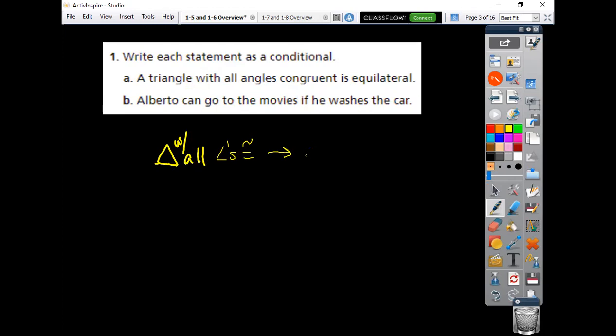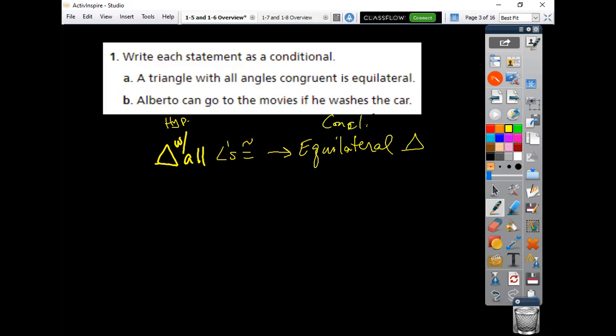Then it is an equilateral triangle. Hypothesis, conclusion.